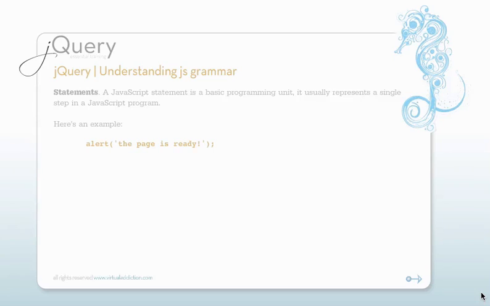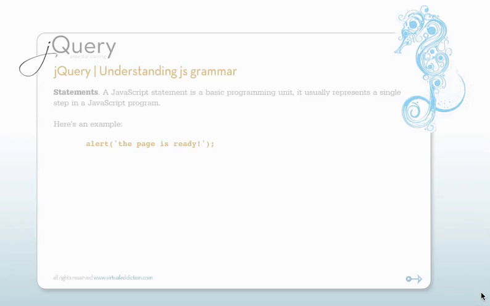In JavaScript, a statement is a basic programming unit. It usually represents a single step within a JavaScript program. You can kind of think of a statement as a sentence. You just string sentences together to create a paragraph, or you combine statements to create a JavaScript program, essentially. In this particular example right here, we have the statement alert, the page is ready. And in this case, the statement is simply a single line of code. Every time you have a statement, it will always end with a semicolon.